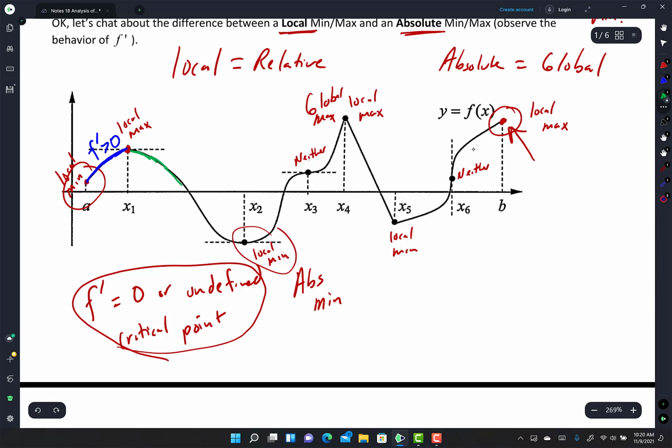Notice this in green. Is it increasing or decreasing? So I'm going to write this f prime less than 0. Are we still okay?